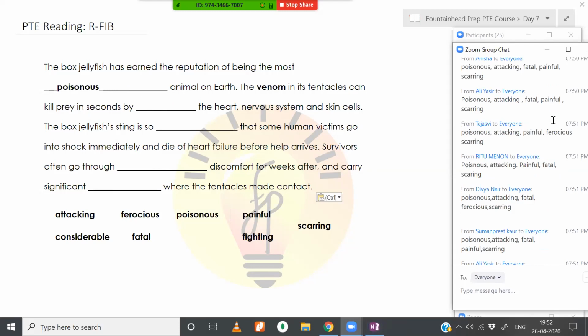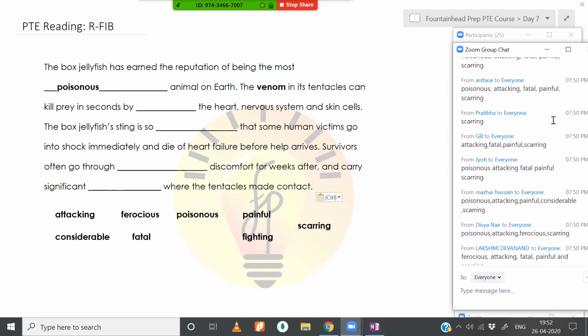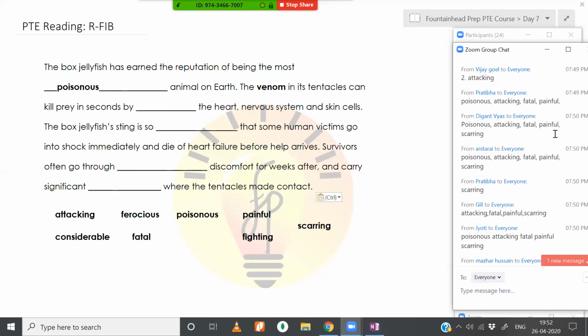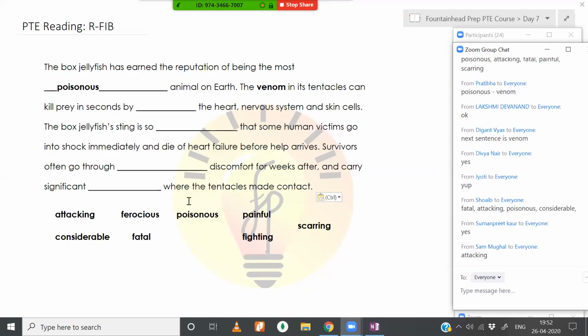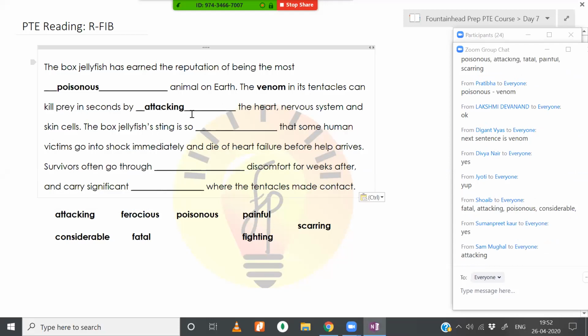So I think most of you have answered it as attacking. Yeah, so I think we'll go with attacking. You don't have any other choice here. Okay. The box jellyfish thing is so. So I see a lot of you.